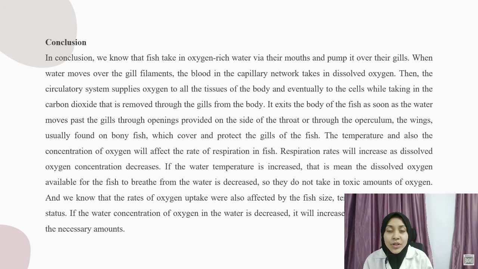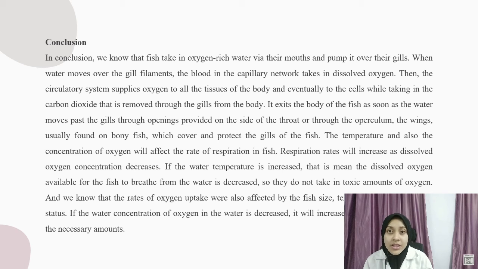It exits the body of the fish as soon as the water moves past the gills, through openings provided on the side of the throat or through the operculum. The operculum is usually found on bony fish, and covers and protects the gills of the fish. The temperature and also the concentration of oxygen will affect the rate of respiration in fish.